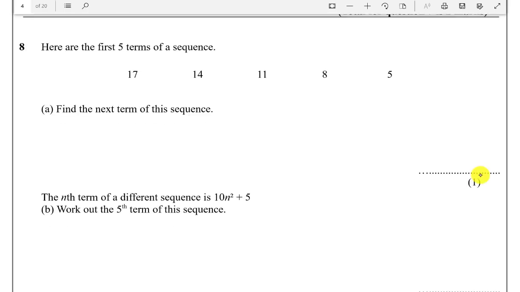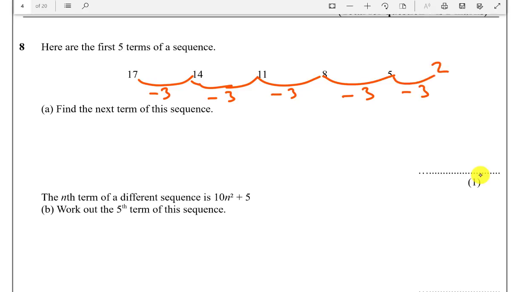Okay, number 8, here are the first 5 terms of a sequence: 17, 14, 11, 8, and 5. Find the next term of this sequence. So first of all, we need to work out what is the difference between the terms. So it's going down, 17 to 14, so taking away 3 each time. So 11 take away 3 is 8, 8 take away 3 is 5, so 5 take away 3 is going to be 2. So the next term of the sequence is going to be 2.